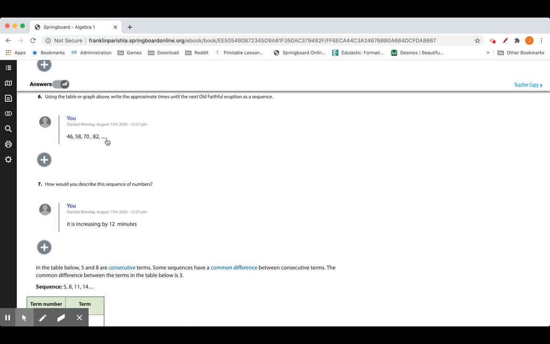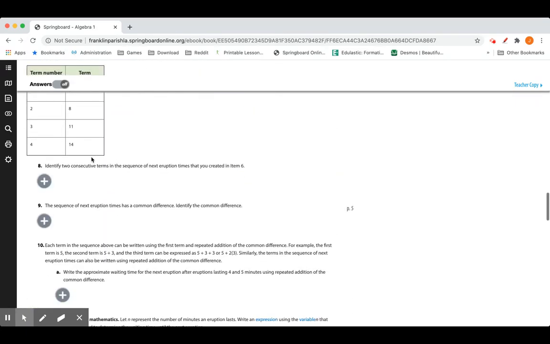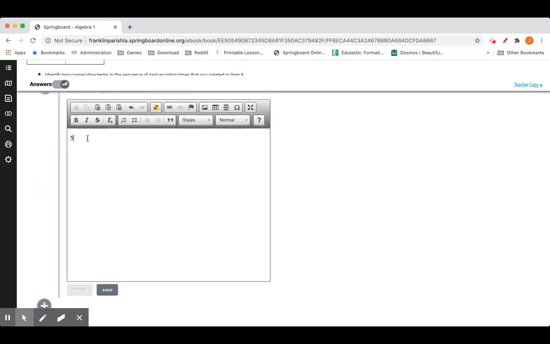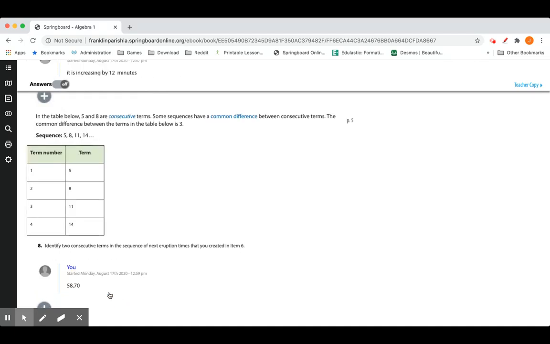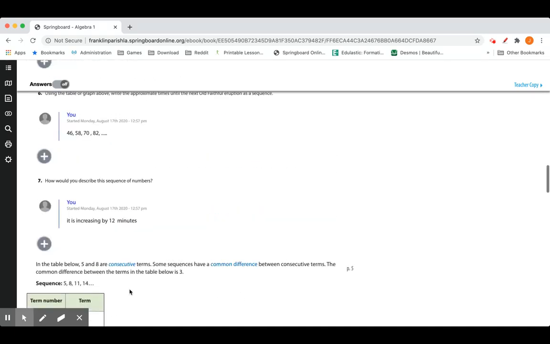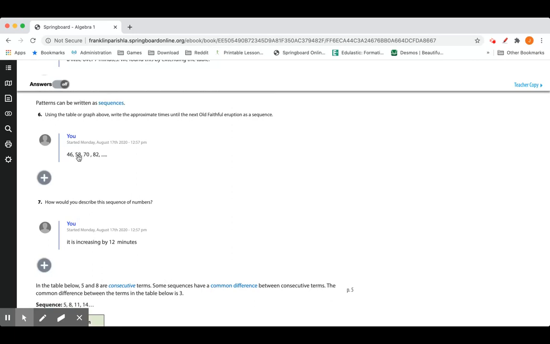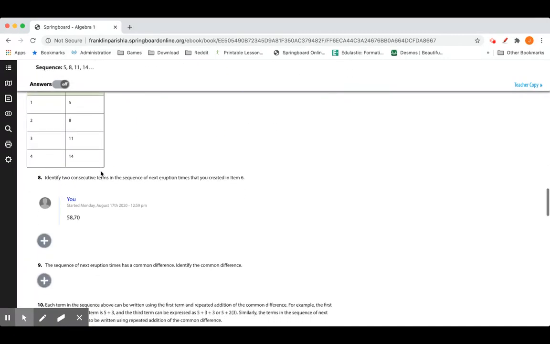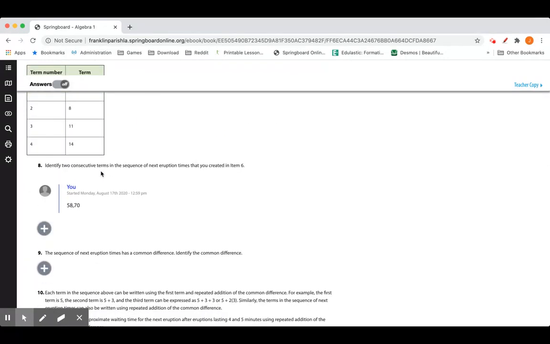Find 2 terms that are consecutive, that are right next to each other. Let's say 58 and 70. That's a good pair. So 2 consecutive terms, 58, 70. It's not the only pair. You could have said 46 and 58. You could have said 70 and 82. It just asked for 2 consecutive terms. One pair of 2 consecutive terms, basically.